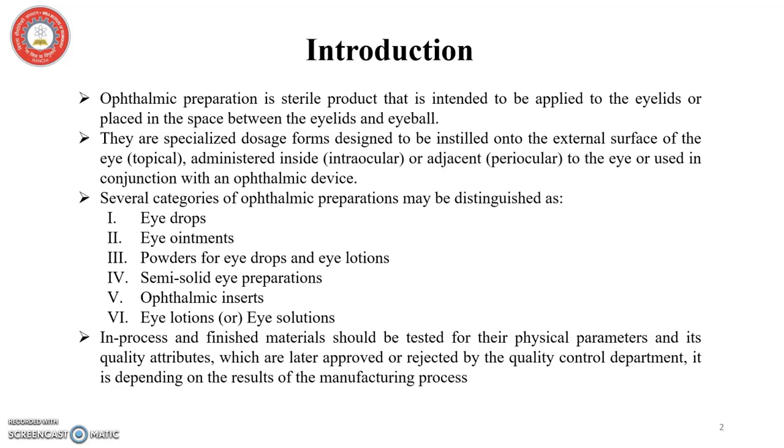So there are several categories of ophthalmic preparations given below, that is eye drops, eye ointments, powders for eye drops and eye lotions, semi-solid eye preparations, ophthalmic inserts and eye lotions.